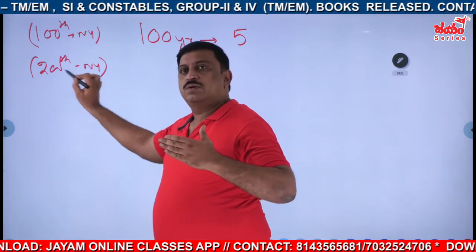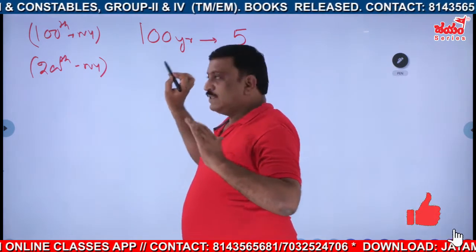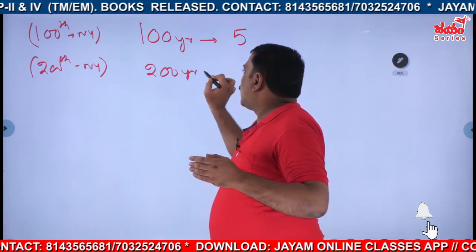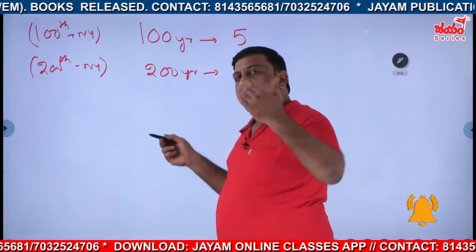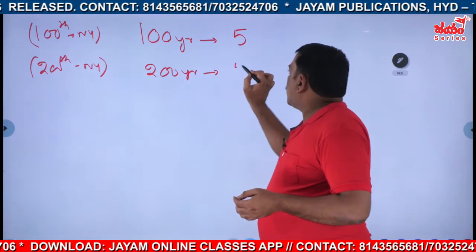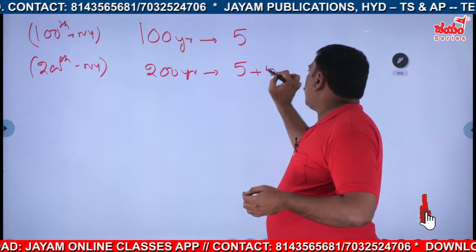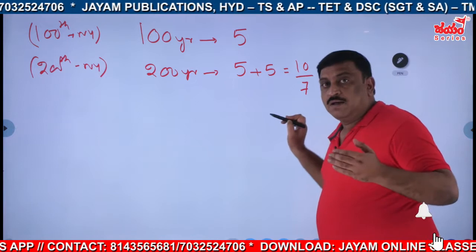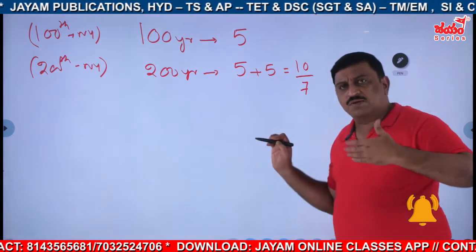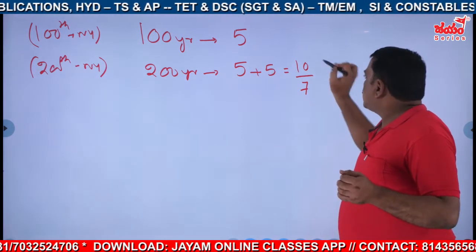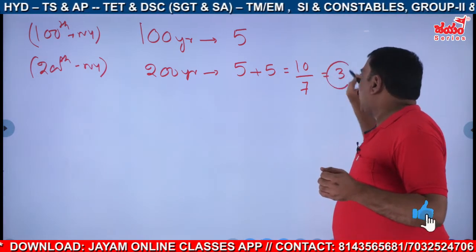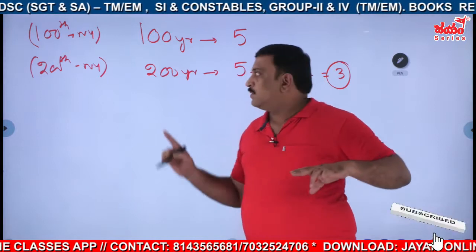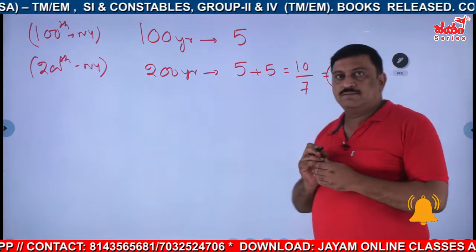So the next 100 years, that means 200 years, if we see: for 100, 5; another 100, also 5. So if I write this to be more clear, 5 plus 5, that is 10, again divided by 7. Wherever you get more than 7, you have to divide. So 7 once is 7, the remainder is 3. So for 200 years, the odd days are 3.